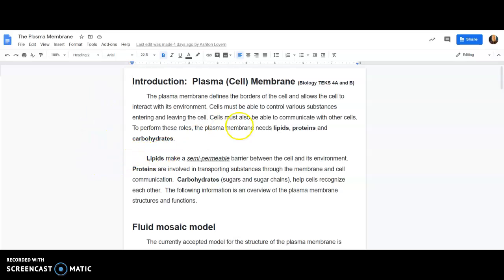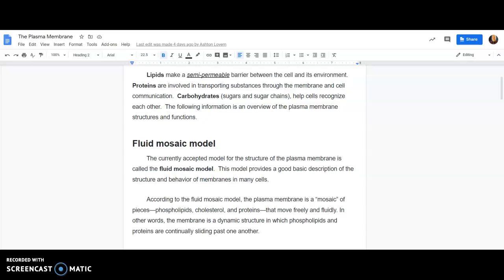Lipids make a semi-permeable barrier between the cell and its environment. Remember, lipids are kind of like the fat part. Proteins are involved in transporting substances through the membrane and cell communication. Carbohydrates, which are the sugars in the sugar chains, help cells recognize each other. The following information is an overview of the plasma membrane structures and their functions.